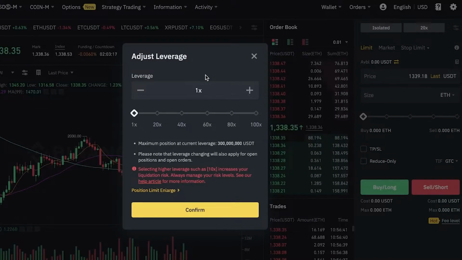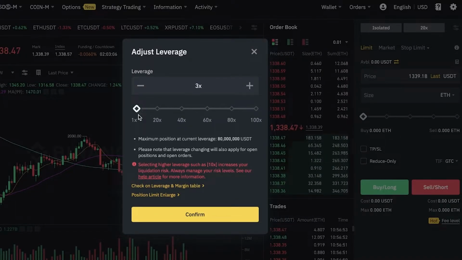So for example, let's say I bet on the price of Ethereum and I'm betting 5 Ethereum. That's going to be around $7,000 or more than $7,000. Now, if I do it 3x, that means $7,000 multiplied by 3 times.